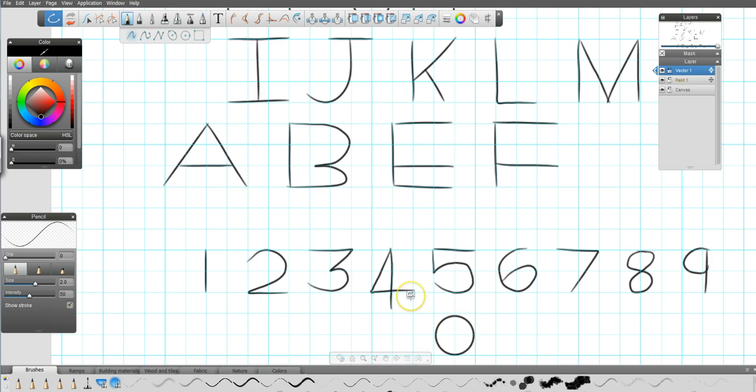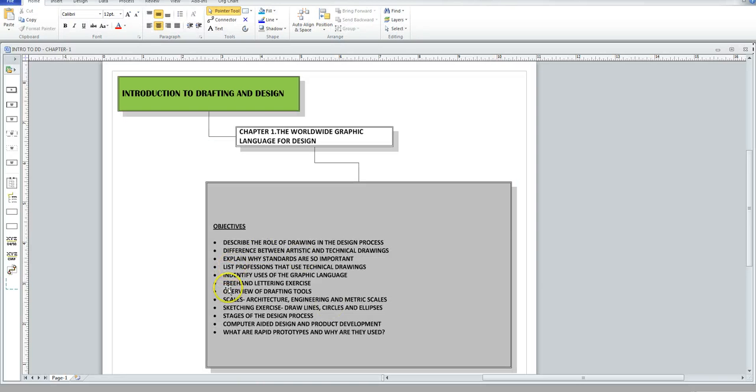Okay, so that was all about lettering. Let's go to the next topic, which is overview of the drafting tools. Now I'm going to show you what all are the tools that are used in doing technical drawings.